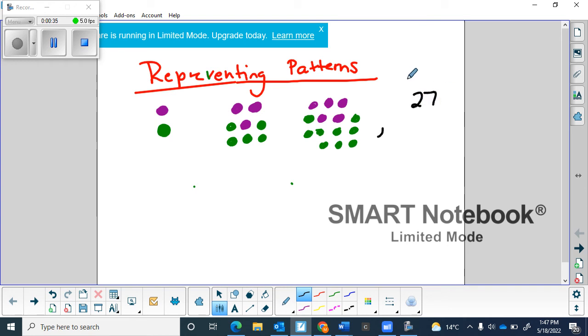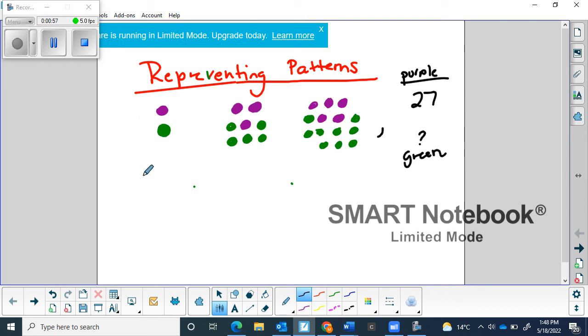if I have 27 purple dots, how many green dots would I have? Now, unfortunately, that's going to take me a long time to try and count up to 27. So we actually want to come up with an equation that can represent this pattern, and then we can just plug in whatever number we need, and it'll spit out an answer.